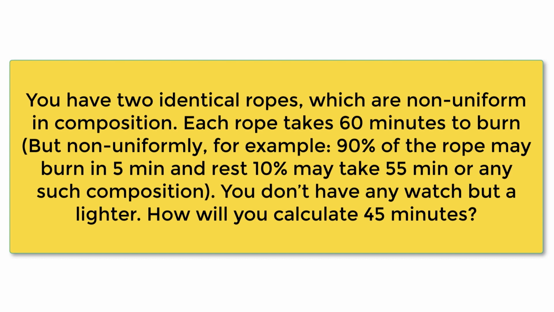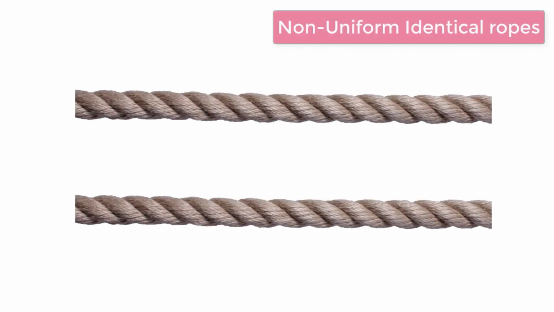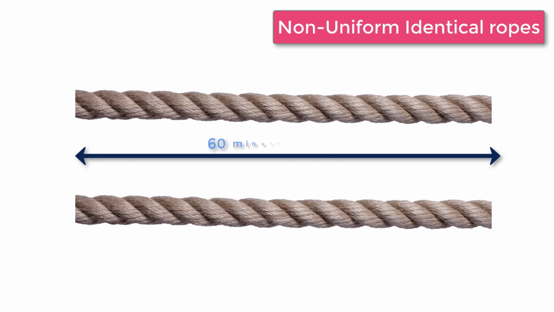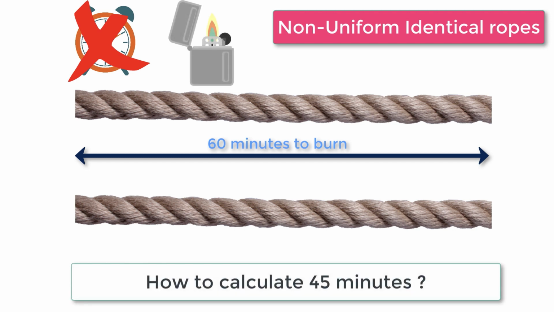So I will repeat the puzzle. You have 2 identical ropes which are non-uniform in composition and each rope takes 60 minutes to burn, but their composition is non-uniform, meaning 90% of the rope may burn in 5 minutes and the rest 10% may take 55 minutes, or 80% of the rope may burn in 5 minutes and the rest may take 55 minutes, or any such composition. You don't have any watch but a lighter. So the question is, how will you calculate 45 minutes?